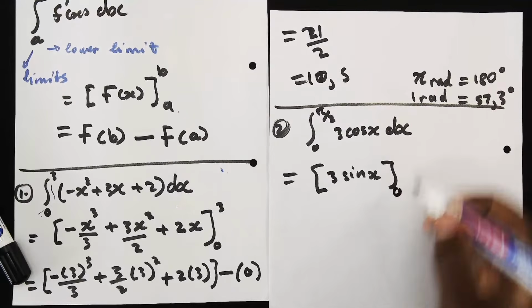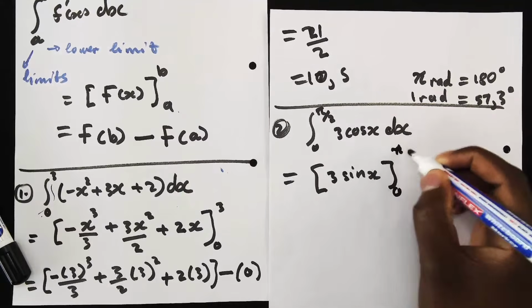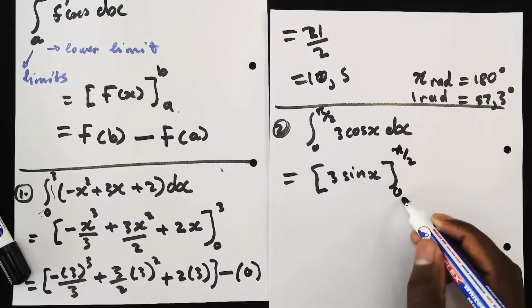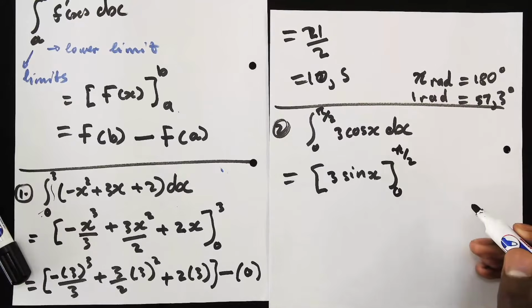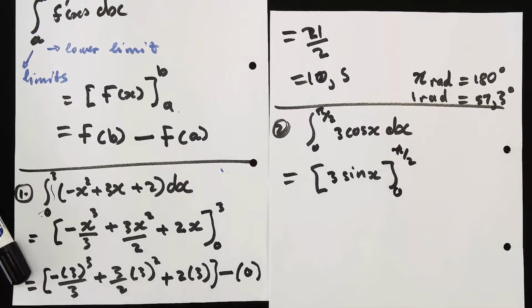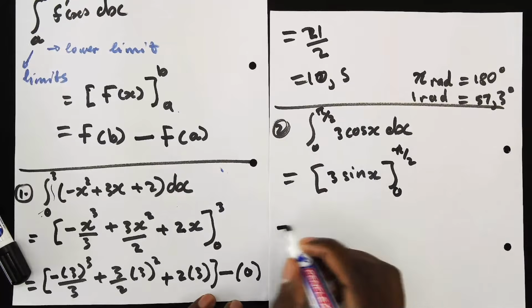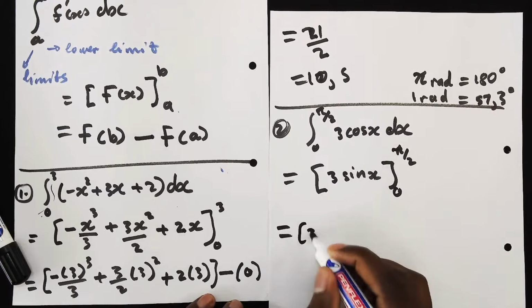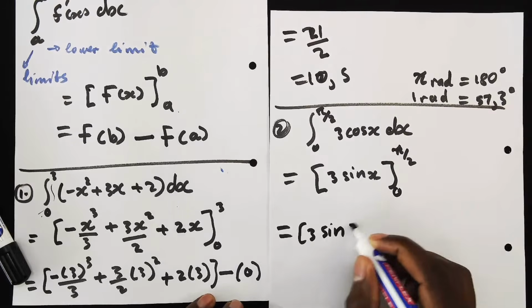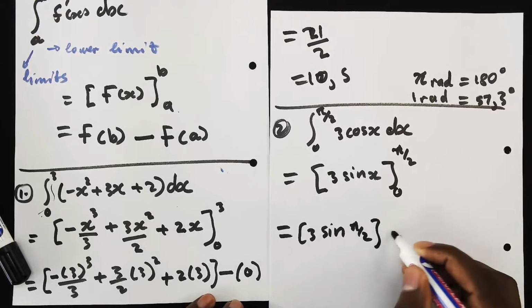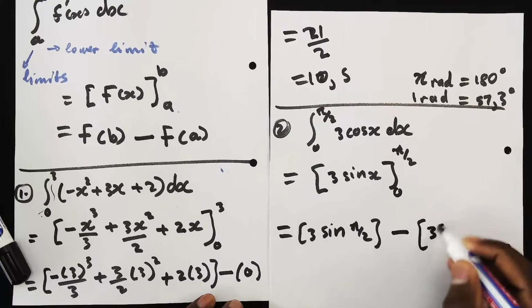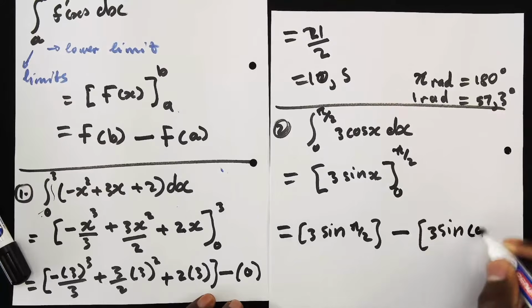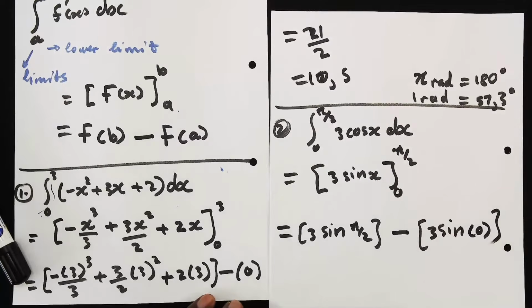So we'll have 0 to pi over 2. So 0 radians is equal to 0 degrees. So you can say this is 90 degrees, doesn't matter. And therefore now we can substitute from the upper limit. We have 3 sine pi over 2, therefore minus 3 sine 0 radians. So you can determine the solution now.